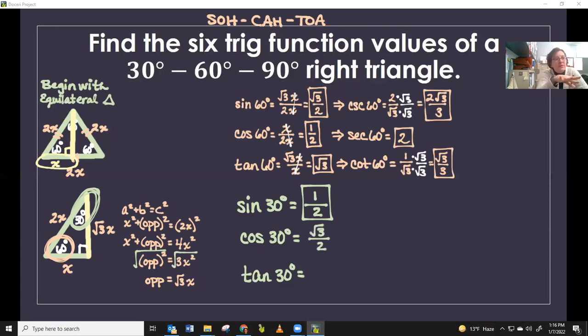What do you guys notice about our 30-degree sine and cosines in relationship to our 60 degrees? What's happening? Yeah, they're going to switch places. We changed where we're standing, so the opposite and the adjacent side are now flipped for us because we changed positions. So that's going to flip my sine and my cosine. What's that going to do to tangent?